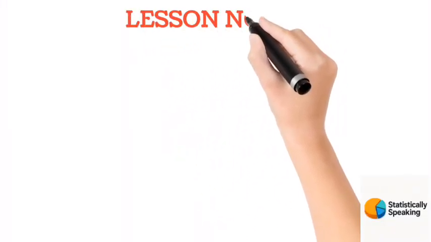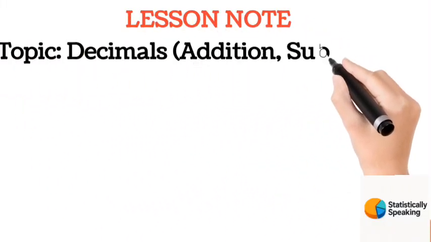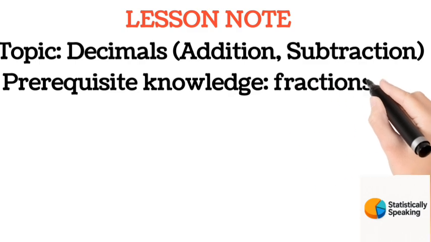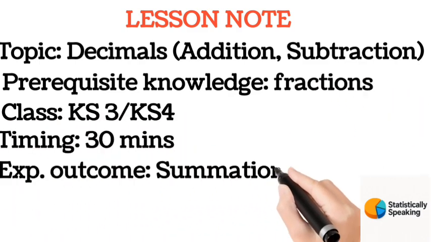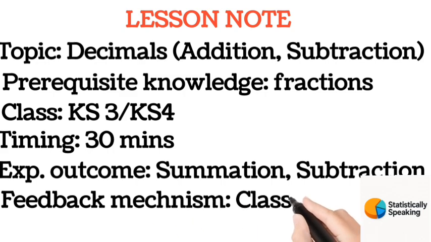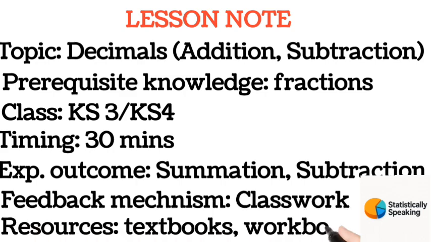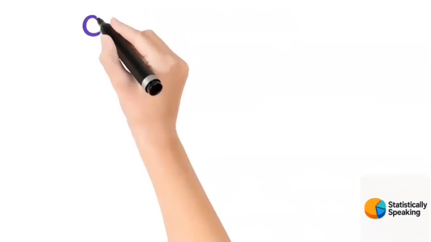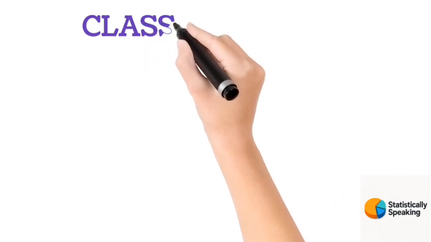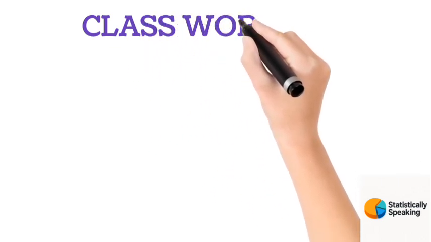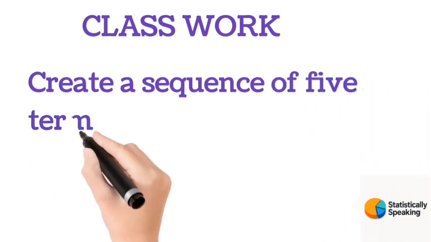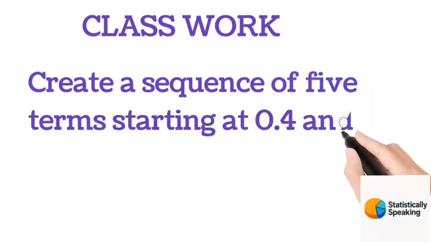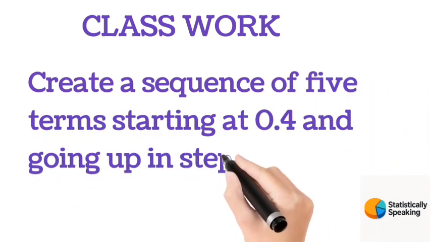Last week, I taught a class of KS3 students on the topic of decimals, using a simple lesson note with a prerequisite of prior knowledge of fractions. At the end of the lesson, I gave them the following exercise: to create a sequence of 5 terms, starting at 0.4 and going up in steps of 0.2.